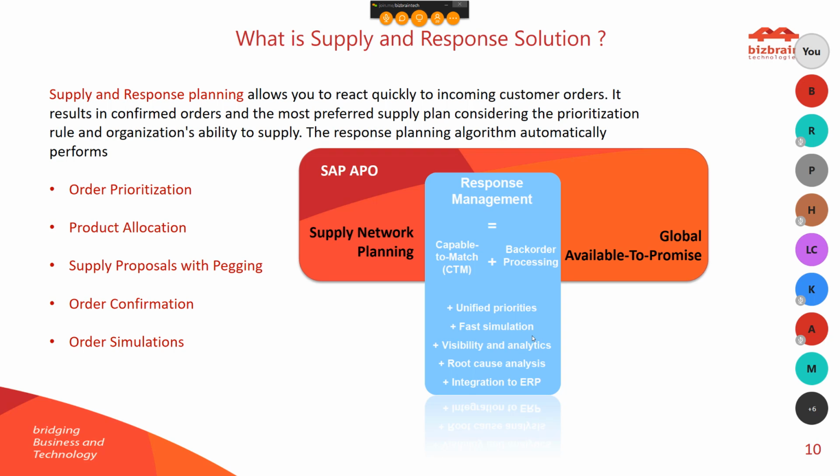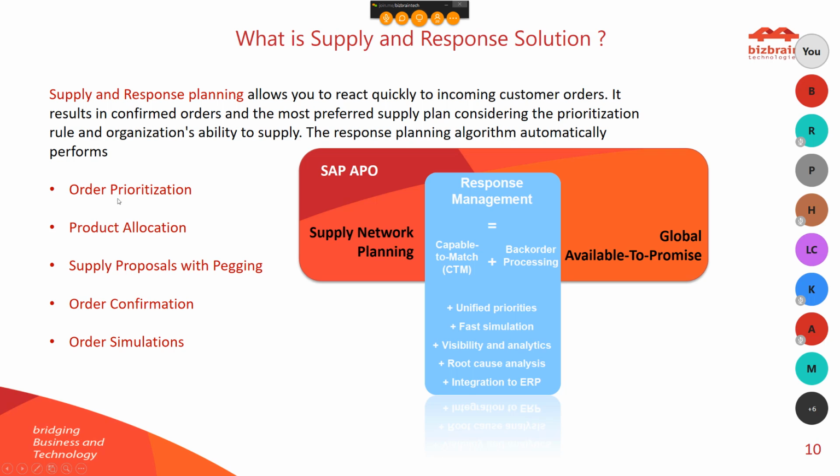Now coming to the question, what is a supply and response solution? This is the extended answer to Pablo. If you compare response and supply with APO, we have supply network planning, which has a CTM, and we have global available to promise, which has backorder processing. These two are combined in a supply and response solution.